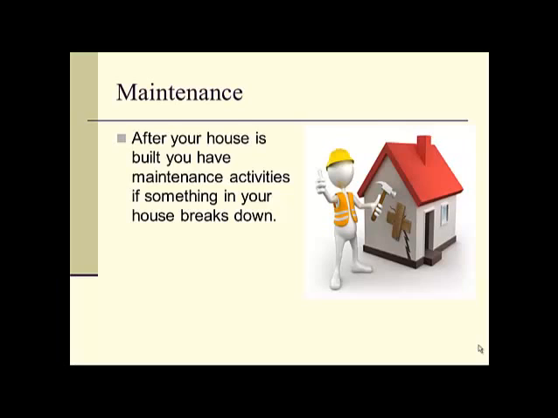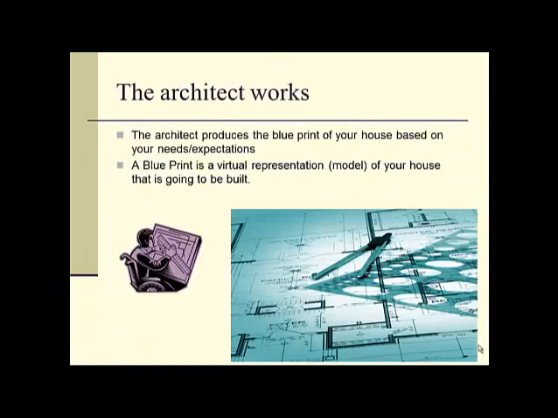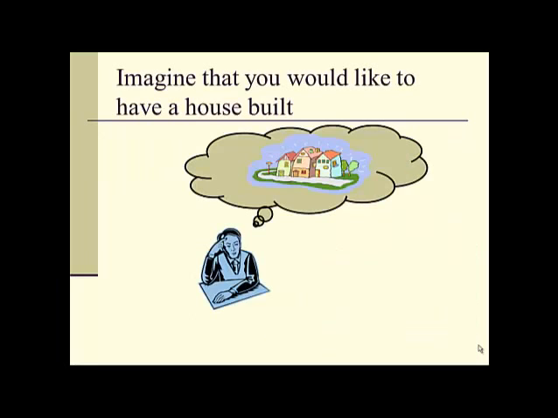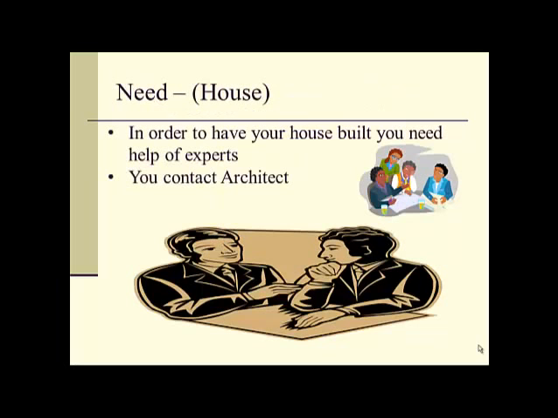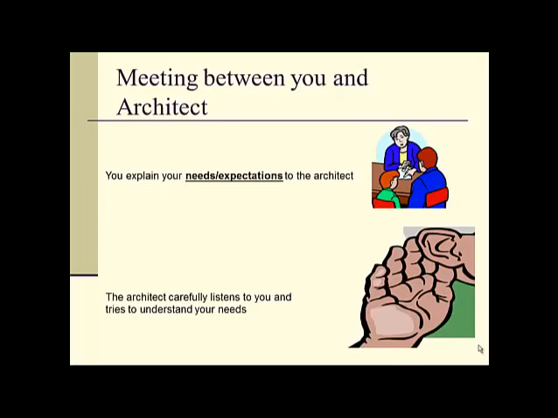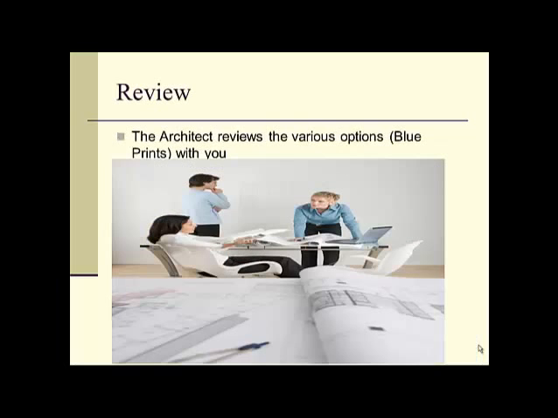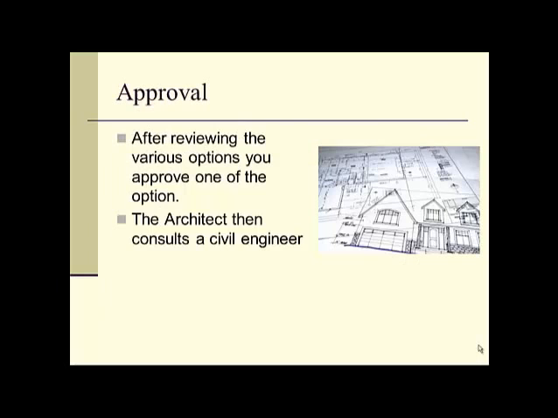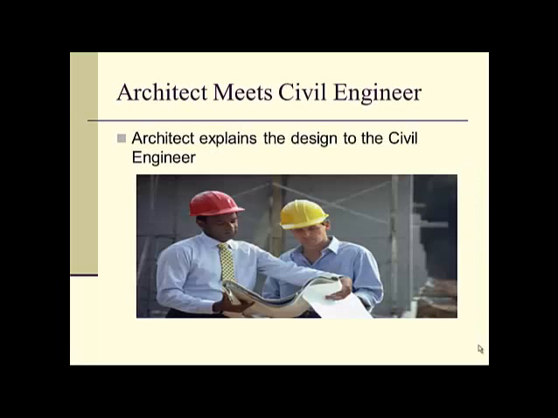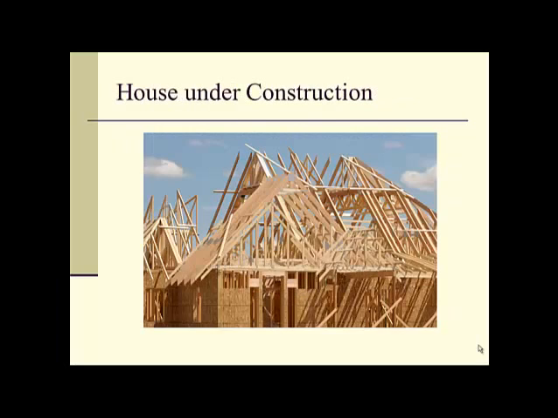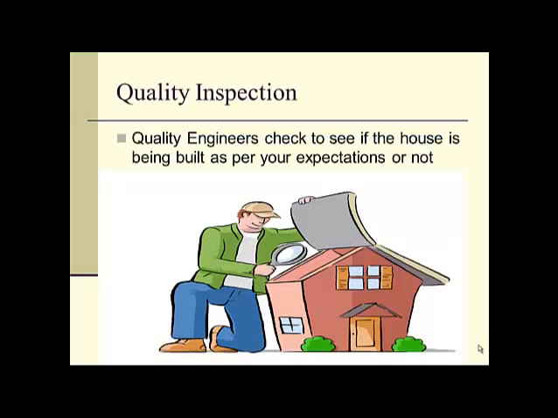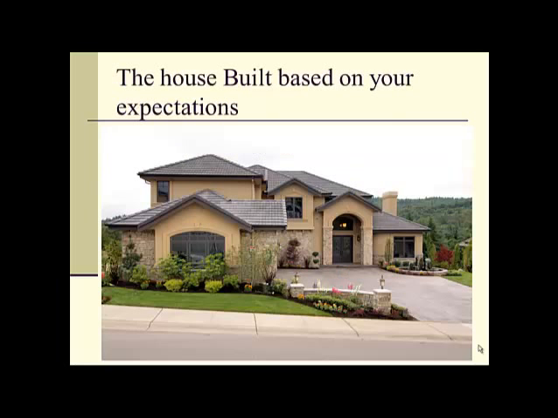So did you guys follow this entire example of what happens when you would like to have a house built, and what are the series of steps that would happen? You meeting an architect, and the architect coming up with the blueprint of your house, and then the architect reviewing those blueprints with you, and then you approving one of the blueprints, and the architect meeting the civil engineer constructing your house, and quality inspectors doing some quality checks, and the house is built, and you move in.